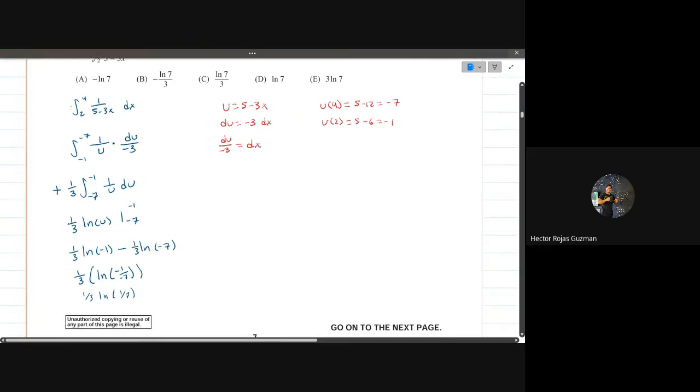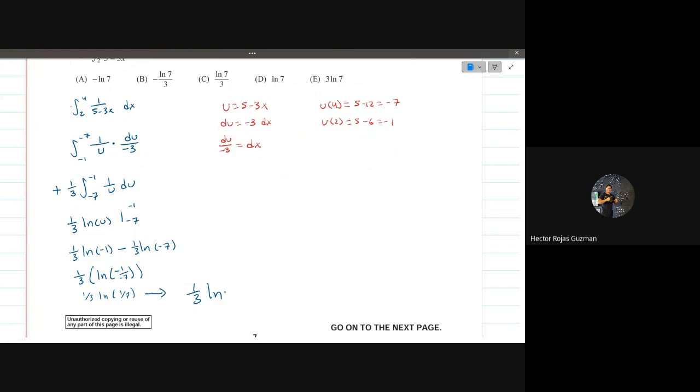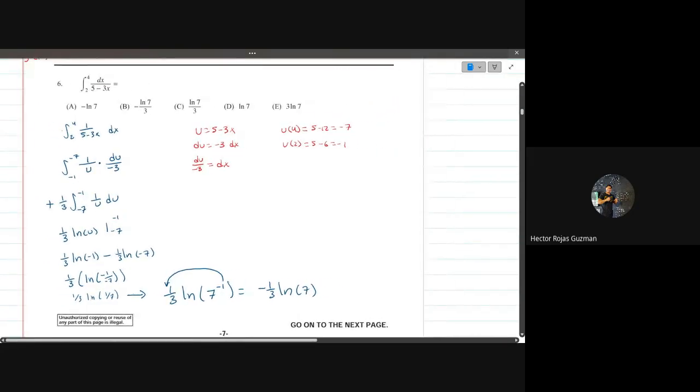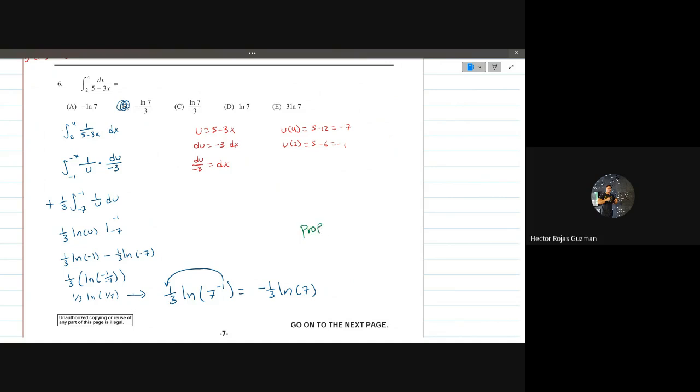Well, okay, I'm going to have to use another property right here. So to get the 1 over 7, basically I'm going to try to get the 7 to the top, to be a numerator. So we get 7 to the power of negative 1. And using another property of logarithms, I can take the exponent and move it to the front. So that's negative 1/3 ln of 7. Let's see if this answer is there. Oh, that one's there. B. Got kind of tricky. So you might want to know your properties of logarithms.